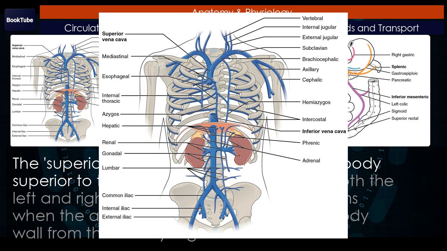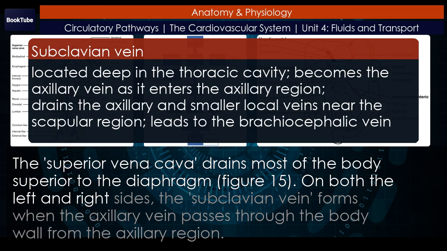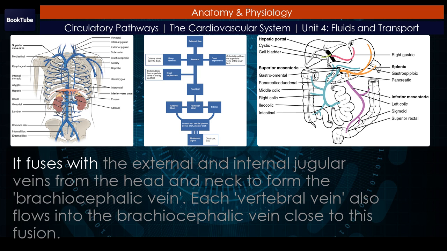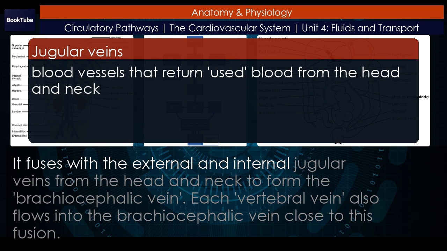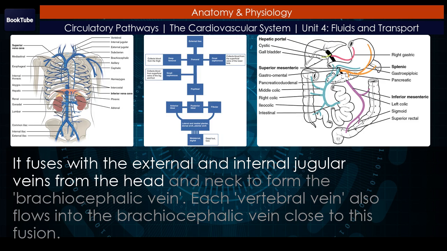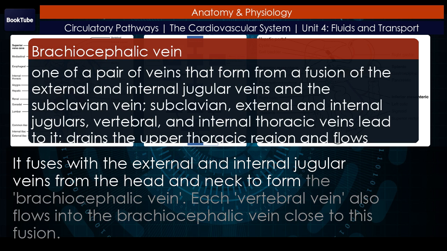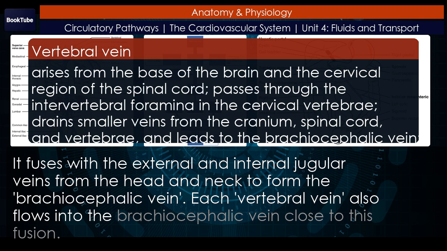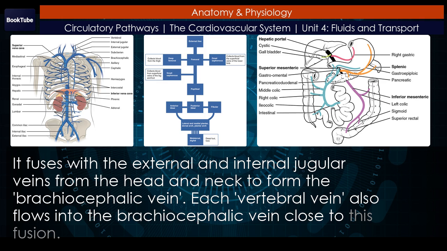Figure 15. On both the left and right sides, the subclavian vein forms when the axillary vein passes through the body wall from the axillary region. It fuses with the external and internal jugular veins from the head and neck to form the brachiocephalic vein. Each vertebral vein also flows into the brachiocephalic vein close to this fusion.